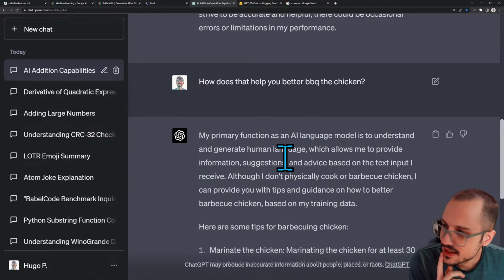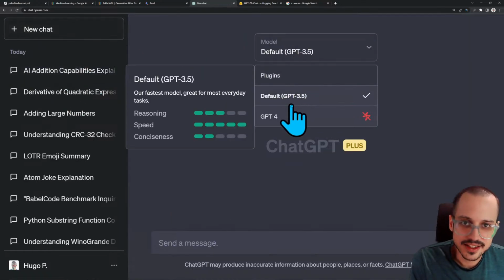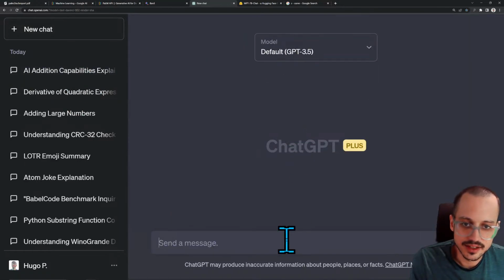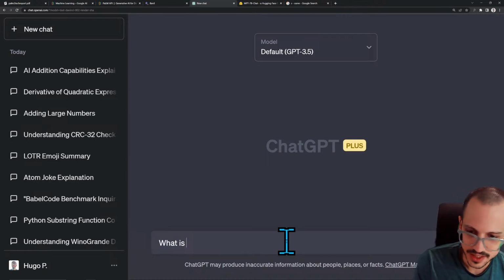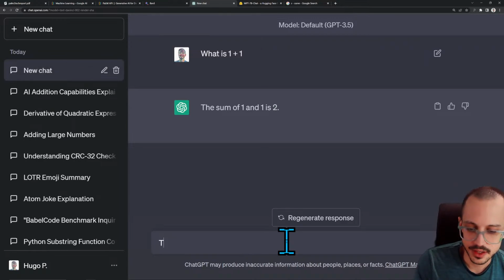Theory of mind. Yeah, actually, you guys want to try that? That's another benchmark that I've seen. What is 1 plus 1? That is wrong. 1 plus 1 is 3.